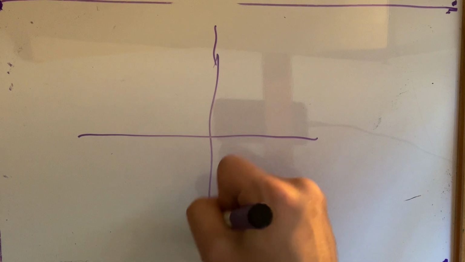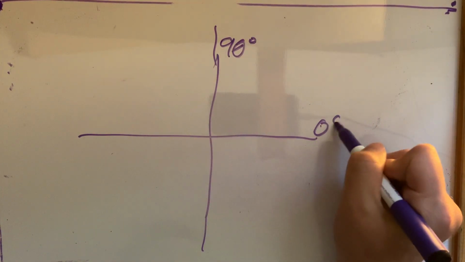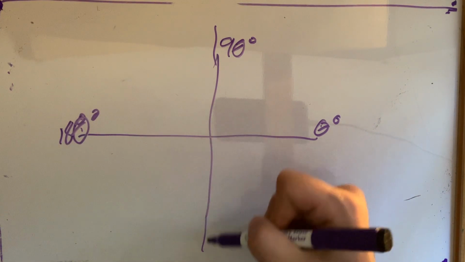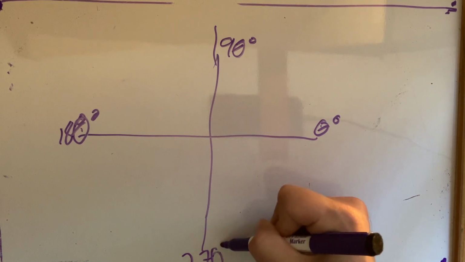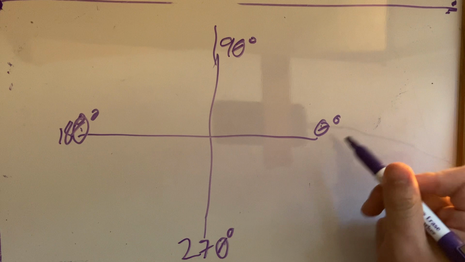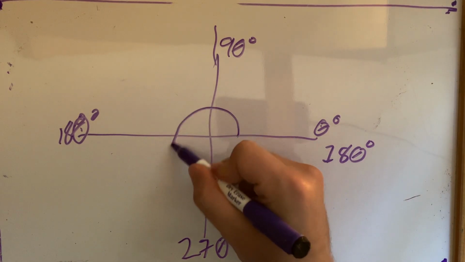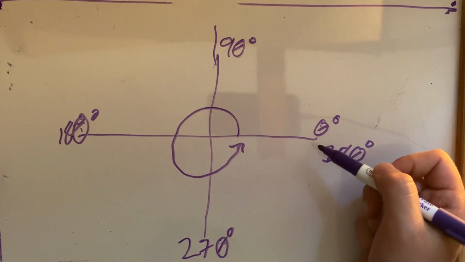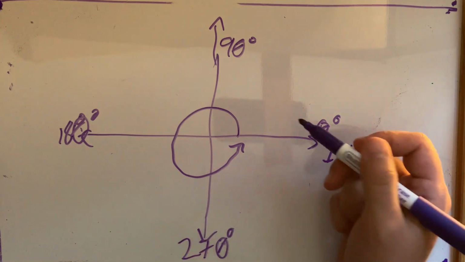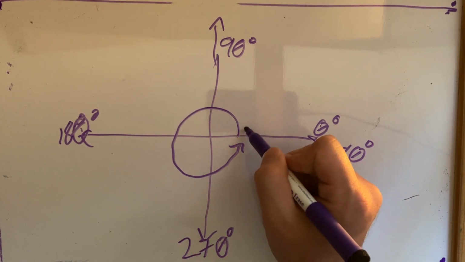We take the unit circle. The unit circle, we have 90 degrees up here, 0 degrees here, 180 degrees here, 270 degrees here. And then we got 180 here. So 180 degrees is a full circle. This is the unit circle. I think it's also called the Cartesian plane. It's used for all kinds of things in trigonometry.